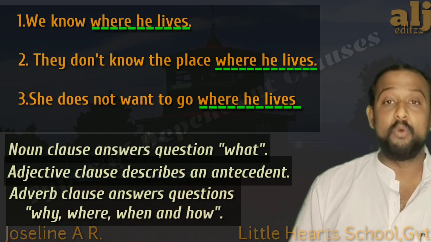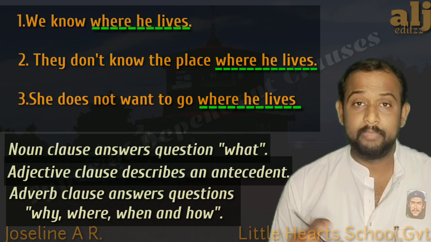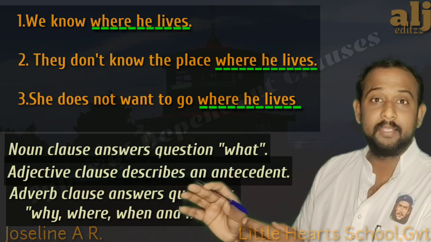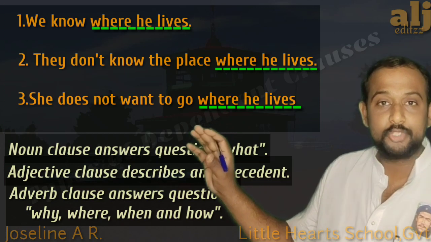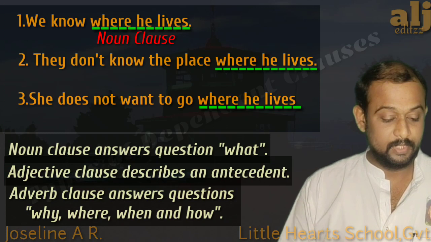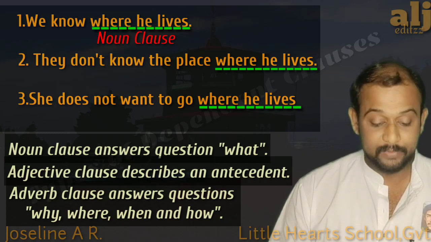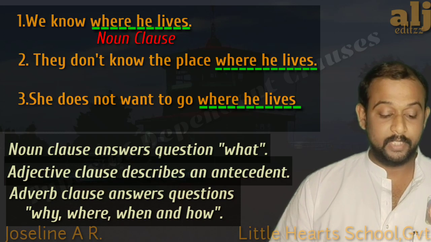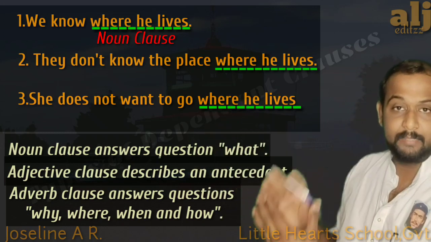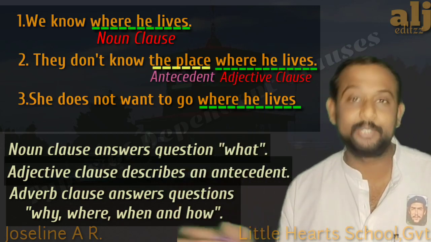Case 1, we know where he lives. We know what? What do we know? So what is the question? The question asked is what, so yes, it is a noun clause. Second one, they don't know the place where he lives. They don't know the place. See, where he lives in the second statement describes the place, the antecedent. So it is an adjective clause.